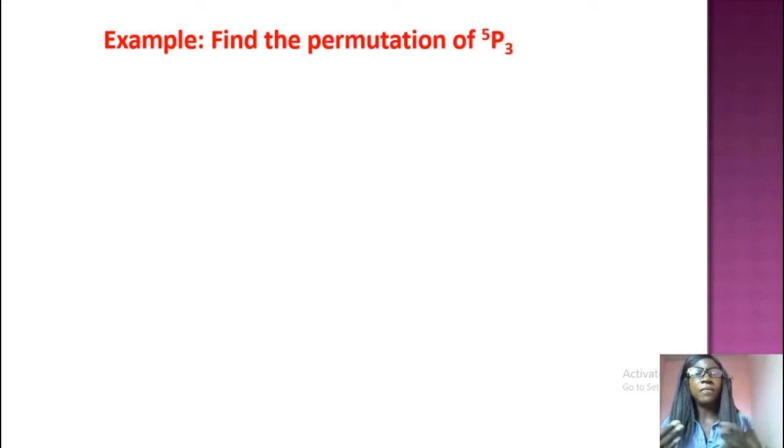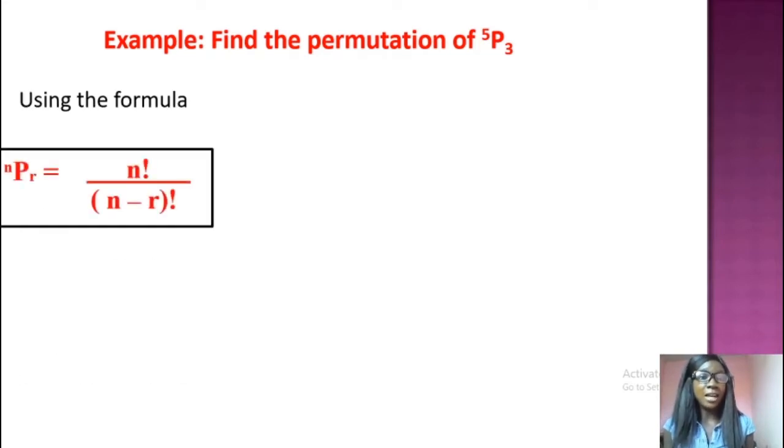6 factorial, 5 factorial, 2 factorial. But in permutation we deal with two or more numbers. Like in this case we have 5 permutation 3. Okay, so we have to make use of our formula. We have nPr, which equals n factorial divided by (n minus r) all factorial.